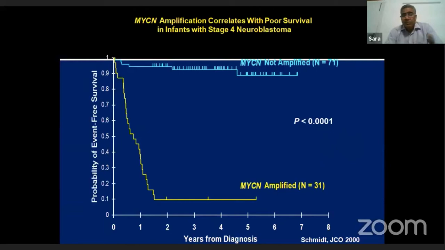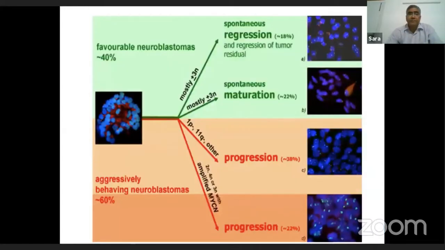As you see in this slide, those who have NMYC not amplified have outcomes of almost 80 to 90%, and those who have NMYC amplified have very poor outcomes, around 10%. So that's the significance of NMYC. So whenever you have a neuroblastoma and you have taken a biopsy, in that biopsy, ask for the NMYC amplification test, and that would tell you about the prognosis of the child.